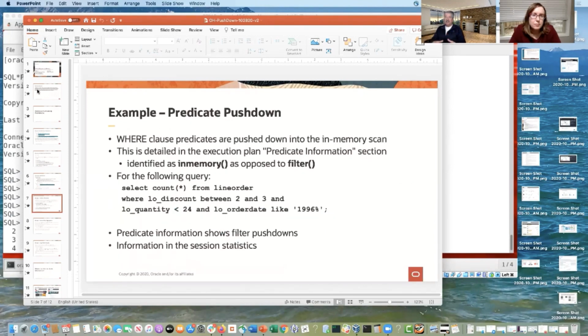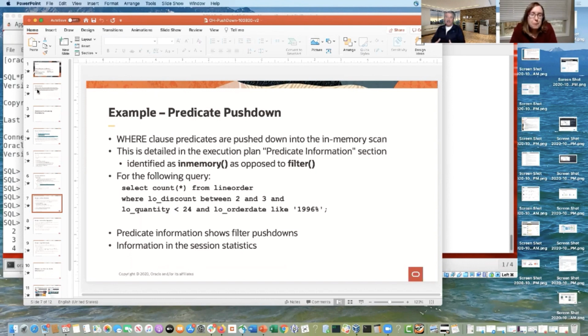So then I have some examples. I have three examples we're going to talk about. I'm going to talk just briefly about them to give you some background, and then we'll go to the demos, because it's more fun to run the actual queries and see what happens in the real database. But first, predicate pushdown.